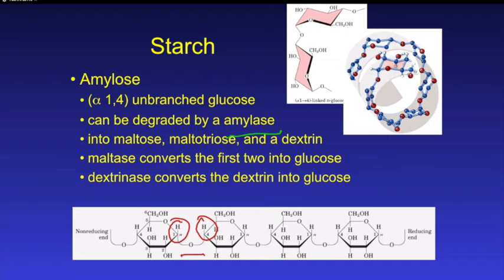Maltase converts the first two into glucose, and then dextrinase can convert dextrin into glucose itself. And so this is a store of glucose, easily accessible. Our enzymes can break down this fairly quickly, and we can make sure that blood glucose levels are very high if we eat lots of starch.